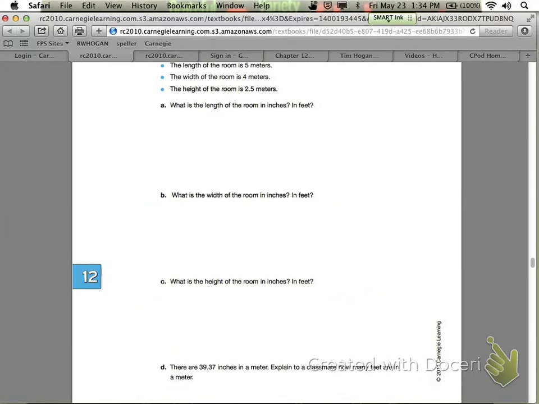So what I would like you to do with your group members is go ahead and answer A through D. Please make sure that you refer back to that conversion table back on page 795.